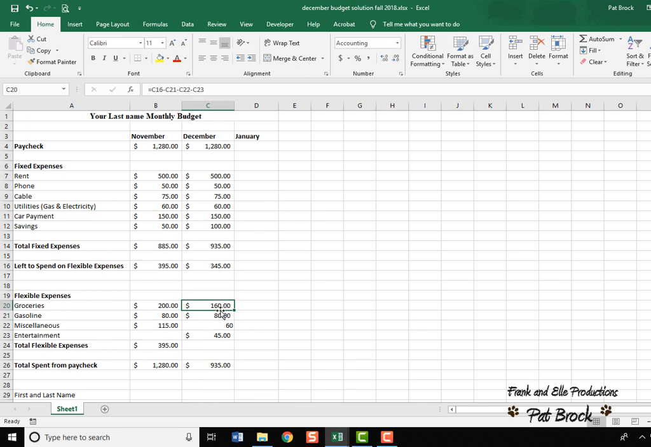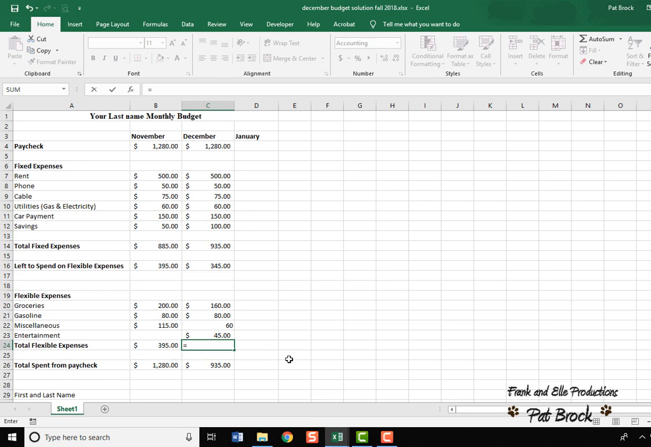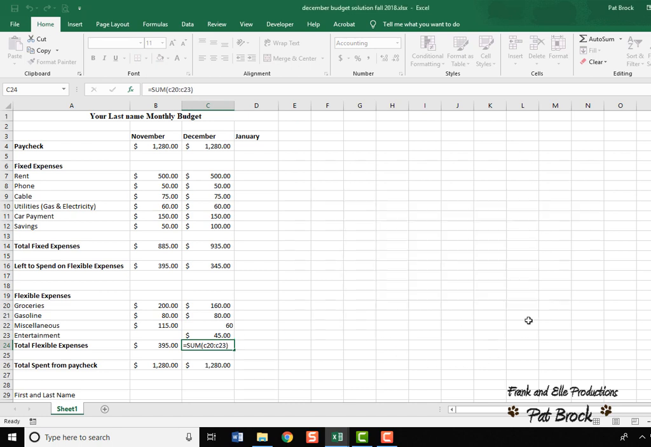How do I know that's correct? Well, all my flexibles better add up to $345. So let's click into cell C24 and I'll type equal. If I'm going to add more than 3 or 4, equal, I'll come over here to sum and I'm going to add the first one, C20 colon. So the colon means to add all of the ones through cell C23. So C23 and click OK. And I came up with 345. Is that what I had here? So that's how I know that I'm correct.